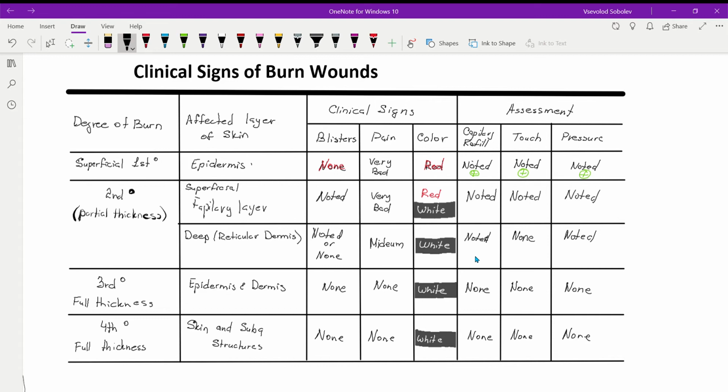So clinical signs and assessment. So we'll talk about blisters, pain and color, something that you can see, and the assessment that you can perform is to check the capillary refill, to press on it. As you press on it, do they sense the touch, and do they sense the pressure? Okay, I'll use the green and red to signify what is present and what is not present. So we go for superficial first degree, the epidermis. So because the fluid is leaving, oh, hold on.